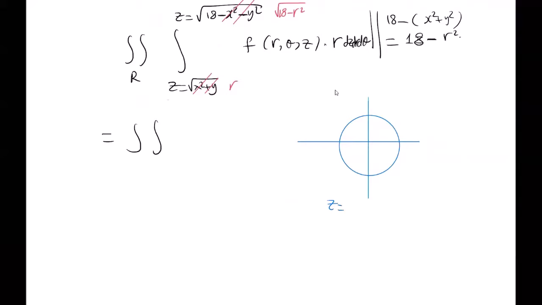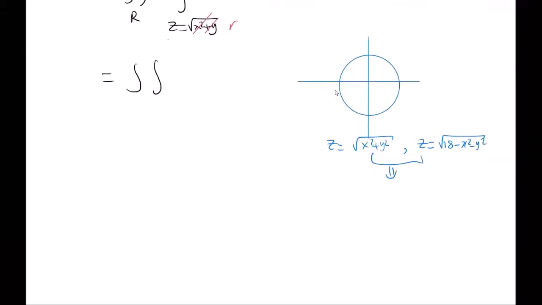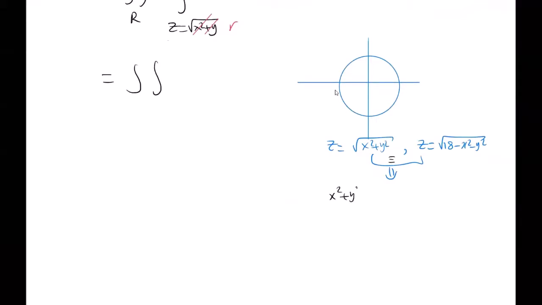The cone is z equals root x squared plus y squared. The sphere is z equals root 18 minus x squared minus y squared. Let's equate them to find the points of intersection. Are you with me, Mahmoud? So equate them and remove the square roots to get x squared plus y squared equals 18 minus x squared minus y squared. What do we get? 2x squared plus 2y squared equals 18. Divide by 2 to get x squared plus y squared equals 9.